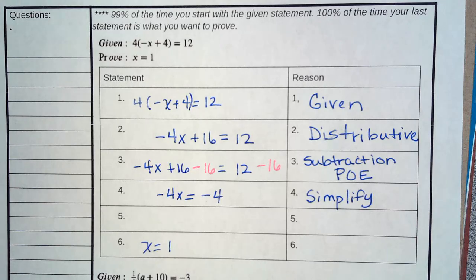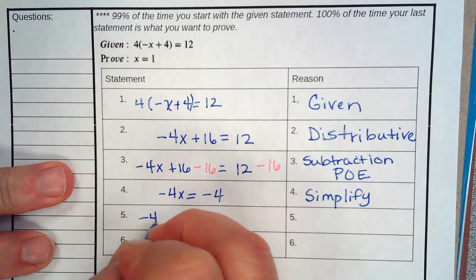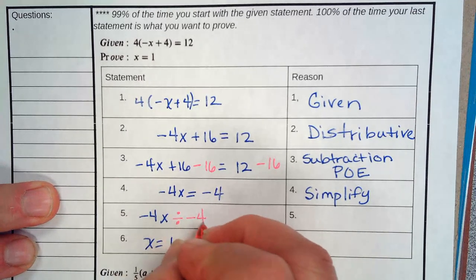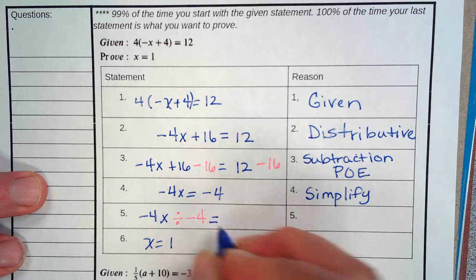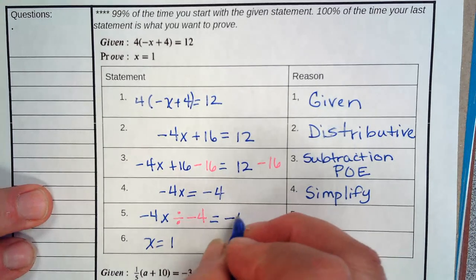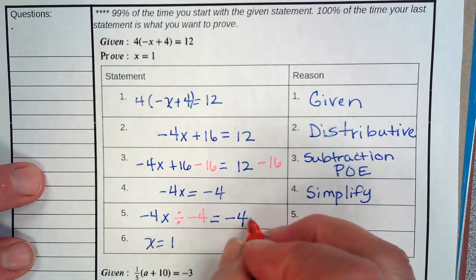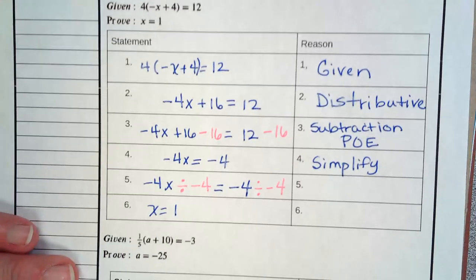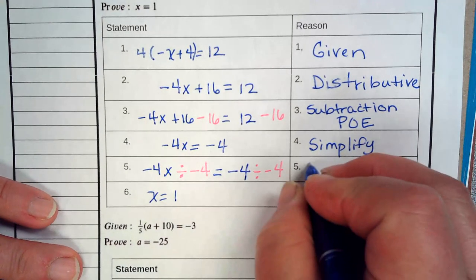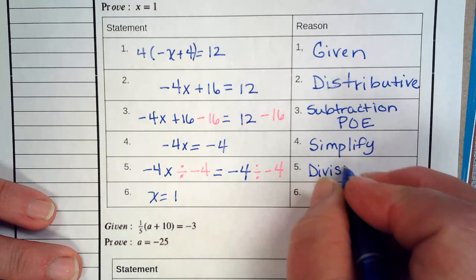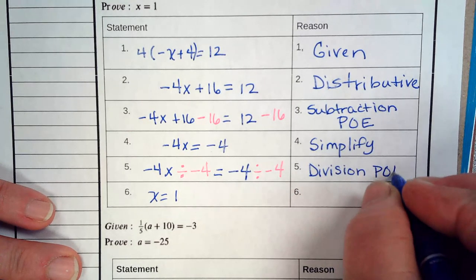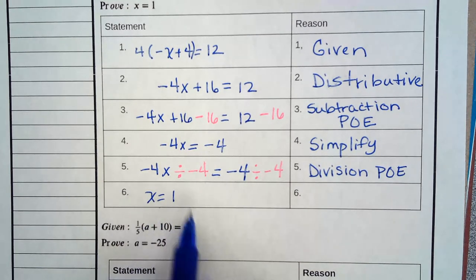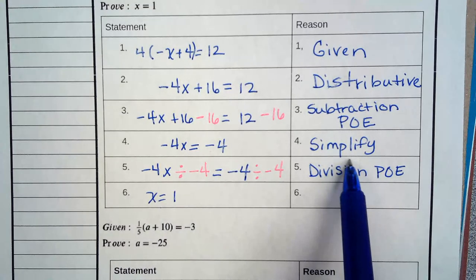Well, I've got to undo the multiplication. Negative 4x divided by negative 4 is equal to negative 4 divided by negative 4. This is the division property of equality. Now, how do I go from here to here? Well, how did I go from here to here? I simplified.